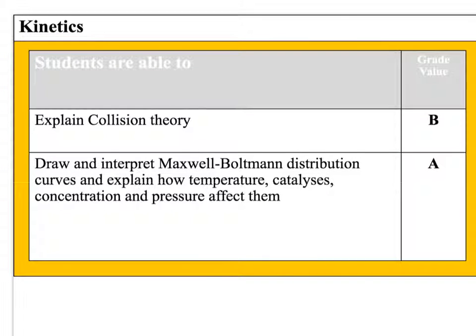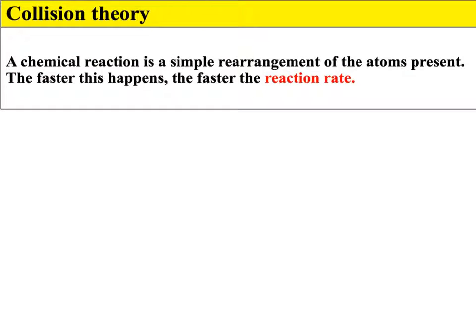So this video is looking at collision theory and kinetics and interpreting Maxwell-Boltzmann distribution curves. So collision theory: a chemical reaction is a simple rearrangement of the atoms present. The faster this happens, the faster the reaction rate.